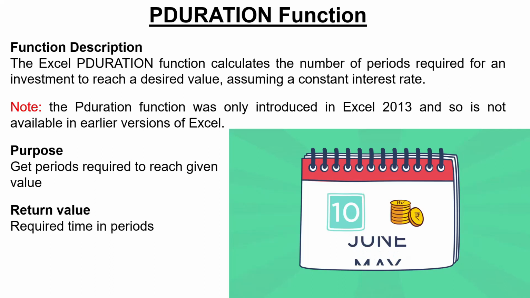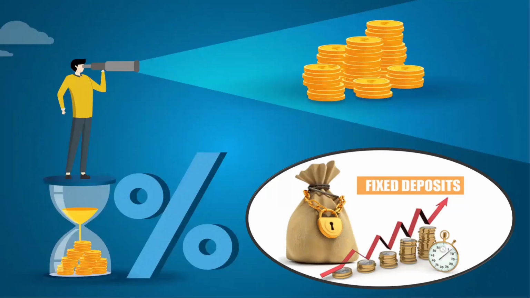This function calculates the number of periods required for an investment to reach a desired value, again assuming a constant interest rate. Note that this function was only introduced in Excel 2013 and so is not available in earlier versions of Excel. This function is very useful when you want to find out the time a lump sum investment will take to reach a desired value, assuming a constant interest rate, like a fixed deposit.